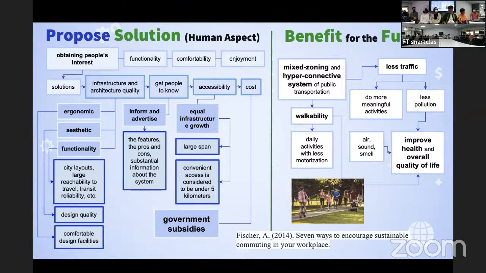So with less traffic, first of all, it can result in less pollution. Less pollution with less sound pollution, also air pollution, and also cars can emit less carbon.